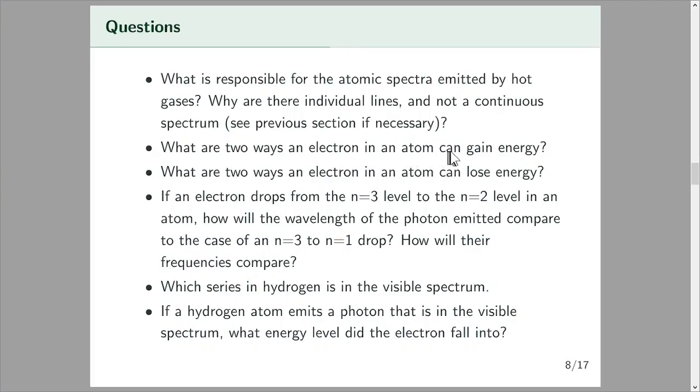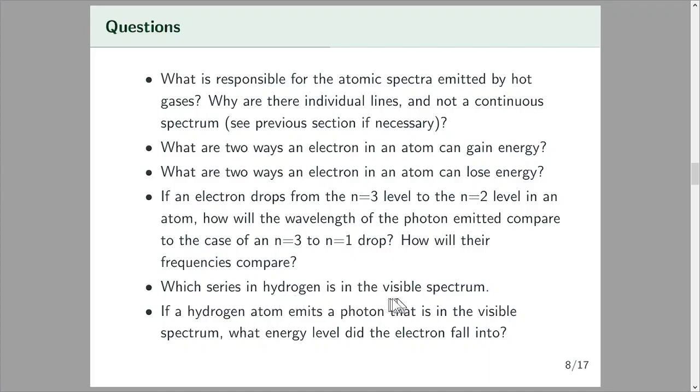So what are two ways an electron can gain energy? In other words, go to a higher level, right? We talked about that, absorbing a photon or getting bumped by an electron and so on. If an electron jumps from n equals 3 to n equals 2 or n equals 3 to n equals 1, how will their wavelengths compare for the photons emitted? So n equals 3 to n equals 2, does that have more energy or less energy than n equals 3 to n equals 1? And what does that do to the wavelength of the photon, or the energy of the photon that's being spit out for those two transitions? You could look those up in the tables earlier and compare them, right?